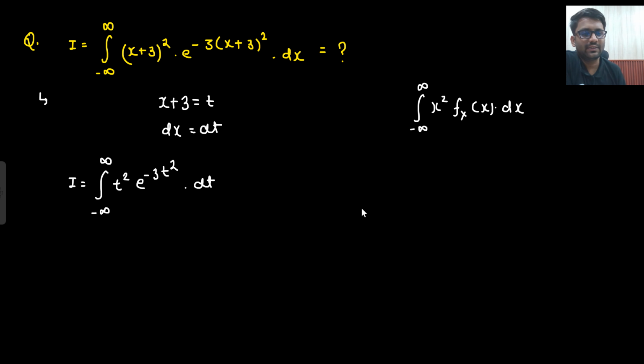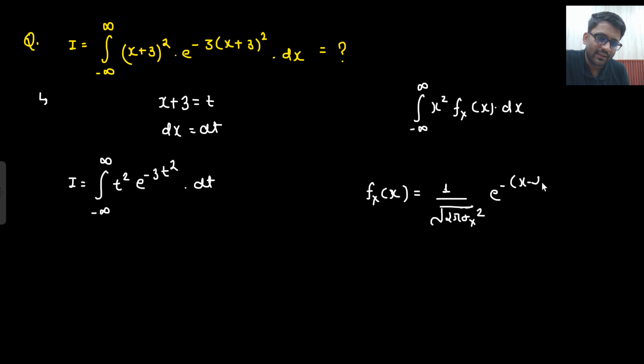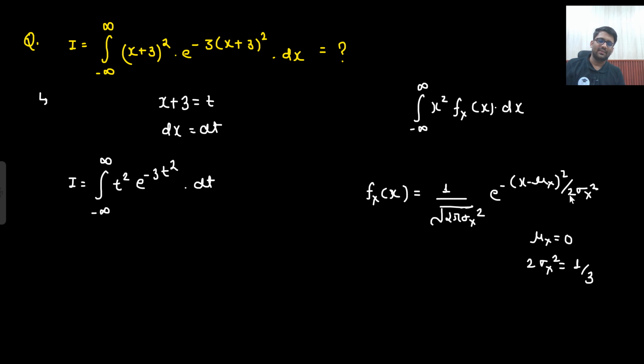And now the comparison game will start. How will you compare? Fx of x, what do you know? 1 by under root 2 pi sigma x square, e to the power minus (x minus mu x) whole square divided by 2 sigma x square, right? So here directly I can see that mu x is coming out to be 0, but 2 sigma x square is coming out to be 1 by 3. So sigma x square is coming out to be 1 by 6. Did you understand? 2 sigma x square is coming out to be 1 by 3, because if it is 1 by 3, then your job is done.